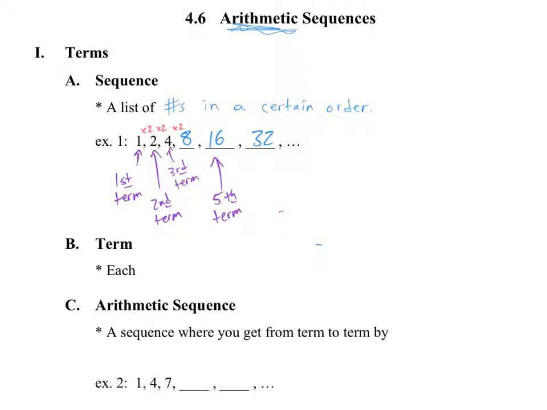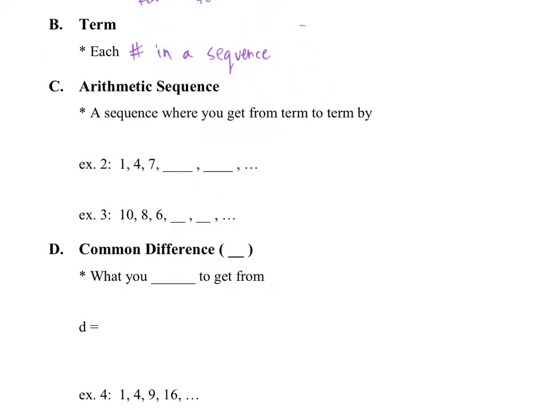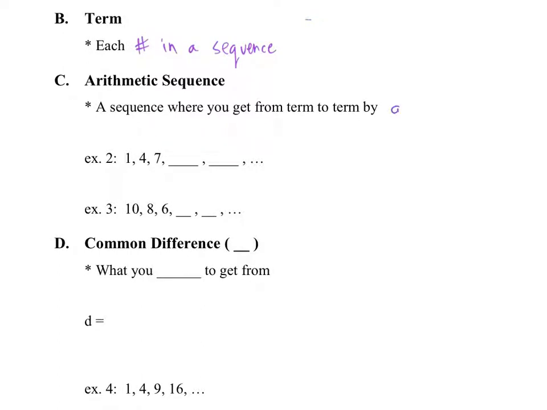So a term is going to be each number in a sequence. We just refer to those as terms. Okay? Yep. Now an arithmetic sequence is going to be a sequence where you get from term to term, or from number to number, by adding a common difference. So adding, and I'm going to put common difference in quotation marks. So I'm adding this common difference.